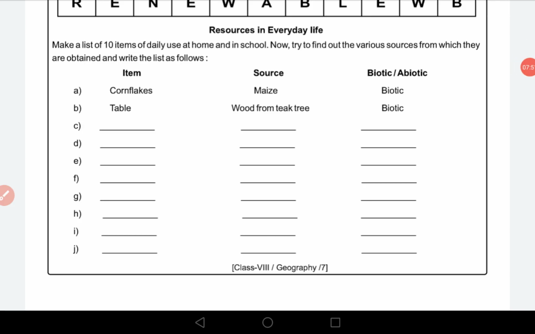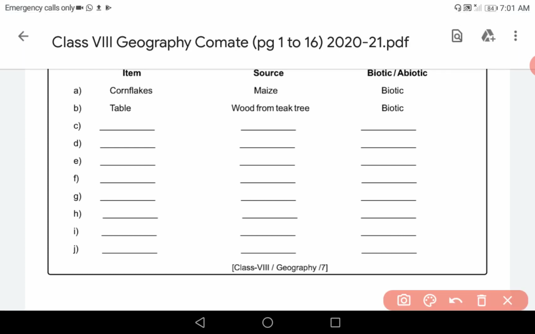In the last question, make a list of 10 items of daily use at home and in school. Then you have to write about them; here you have to mention the items. For example, here it is written table, then its source is wood, and you have to write whether it is biotic or abiotic. One example I will take, like rubber. Source is basically rubber is extracted from the tree. So you will write tree. And is it biotic or abiotic? It is biotic.